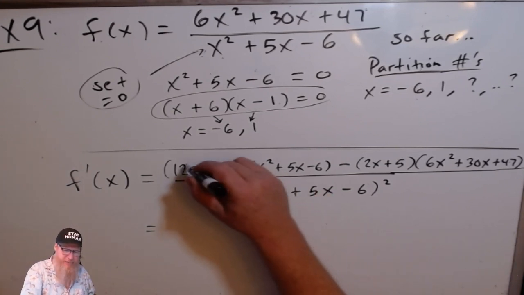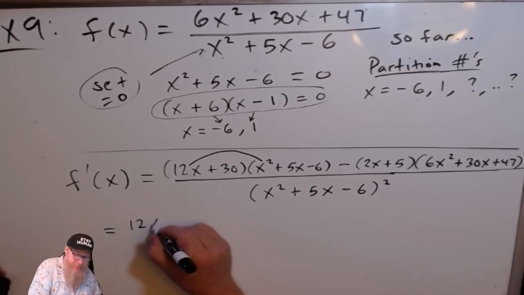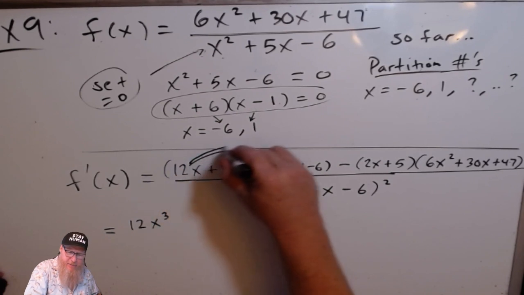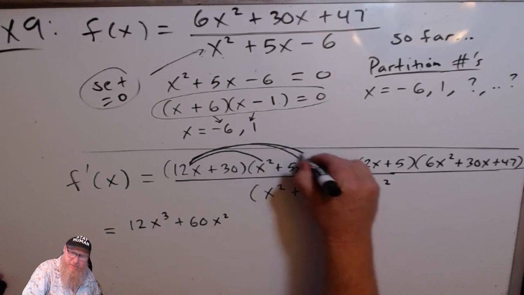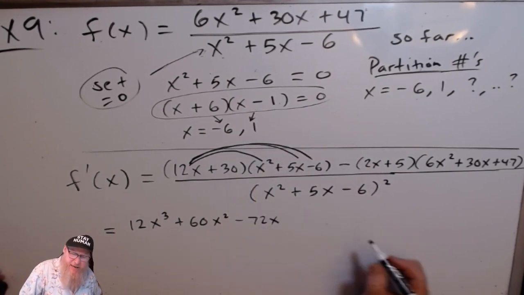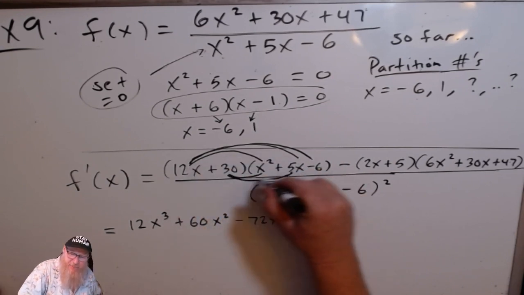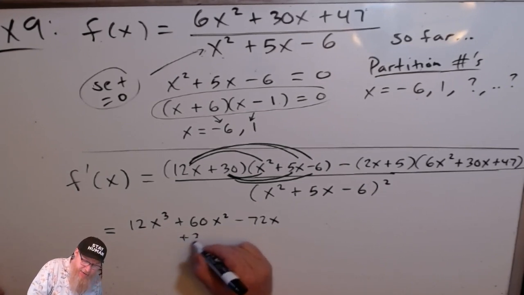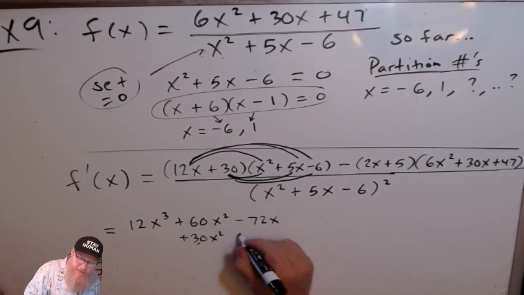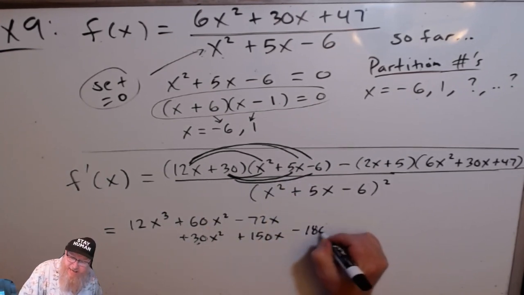So I've got 12x cubed. This is going to be messy. That's why it's the last example, the messiest one. 60x squared minus 72x. I'm going to show you a little trick. I'm going to put the tops and the bottoms like this, and watch where I put the bottoms. I'm going to put positive 30x squared, positive 150x, and then negative 180. So that's that.